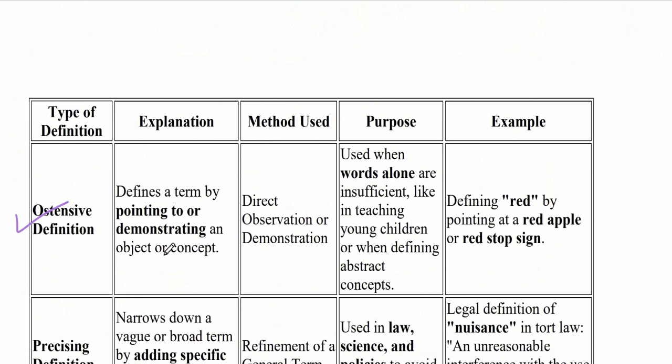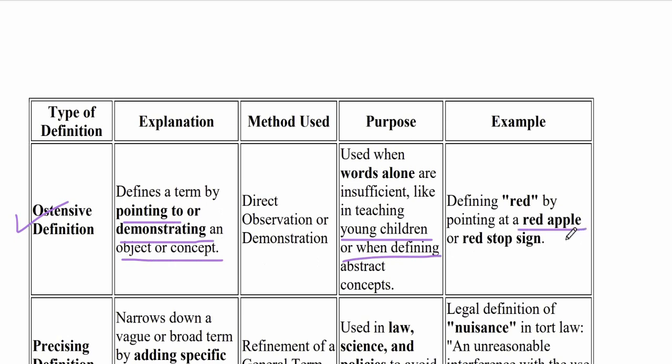Ostensive definition is very nice. It is used for children. So when children are taught that this is a cat by pointing at a picture of a cat, it defines a term by pointing to or demonstrating an object or concept. So we define red by pointing at a red apple.